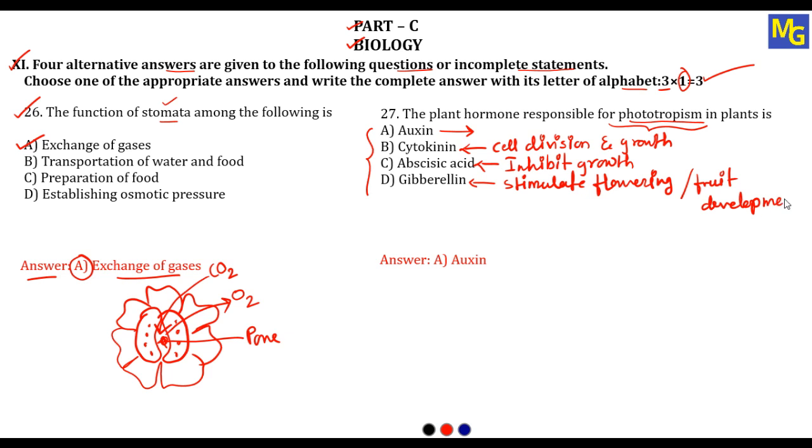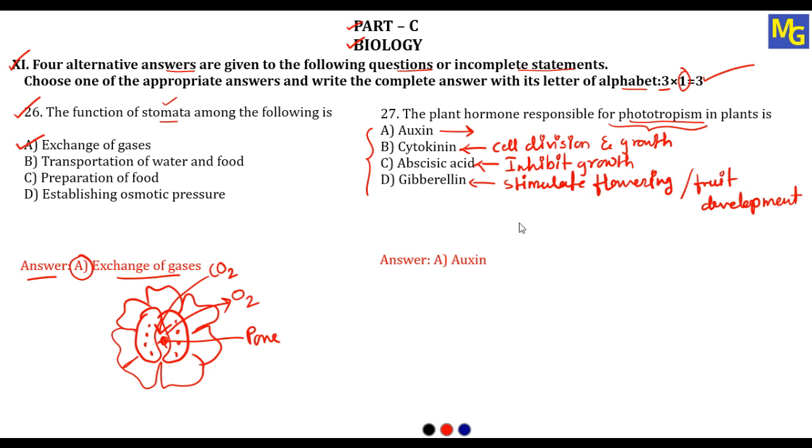Then there is one more hormone which is called ethylene, and ethylene will help for fruit ripening. So these are the roles of all the hormones. Here they have asked for auxin, but maybe for some other exams they may ask for other hormones. So you should always remember the roles or the functions of all the hormones.